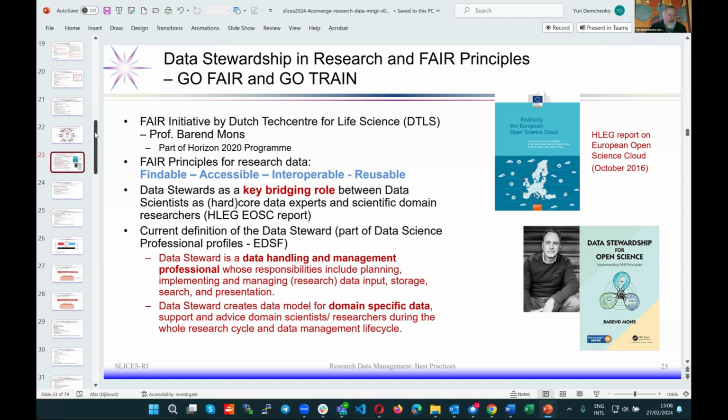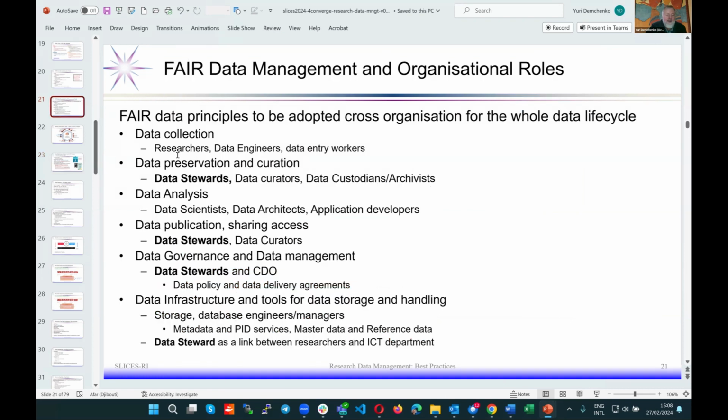Looking at this list, data stewards maybe do not participate in the data analytics and data collection, but maybe participate in defining data models. But also something maybe not obvious: data stewards exist in commercial companies.